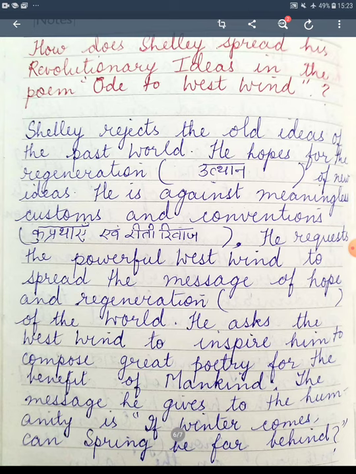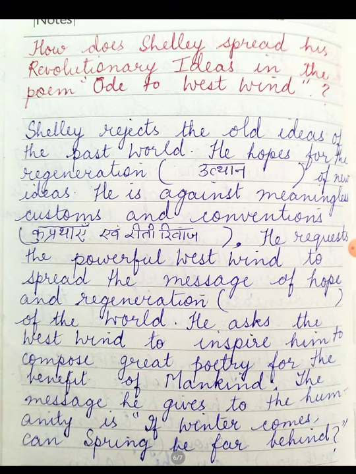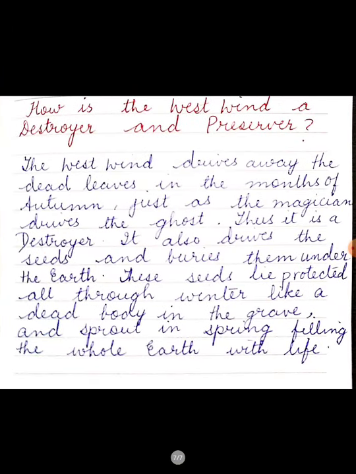He requests the powerful west wind to spread the message of hope and regeneration of the world. He asks the west wind to inspire him to compose great poetry for the benefit of mankind. The message he gives to humanity is, if winter comes, can spring be far behind?